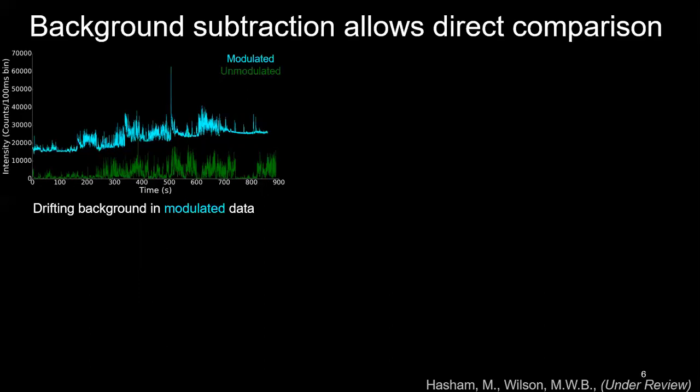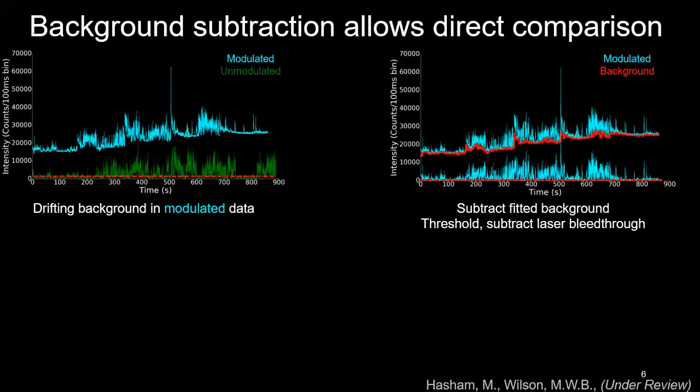And so what we did is develop a background subtraction algorithm so that we could flatten out the background and be able to compare the modulated and unmodulated data equivalently. So here on the right in red is our algorithm tracking the background. We then subtract it off to give us the trace below. We get a nice flat background.